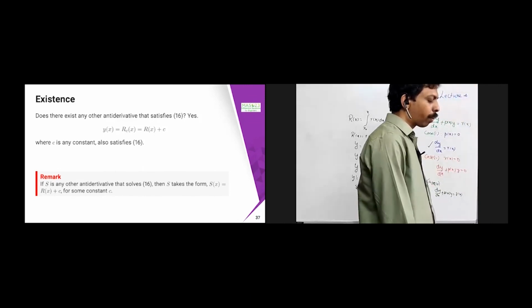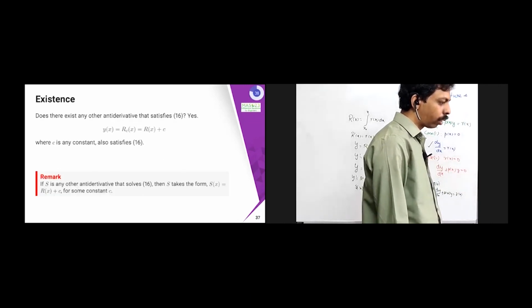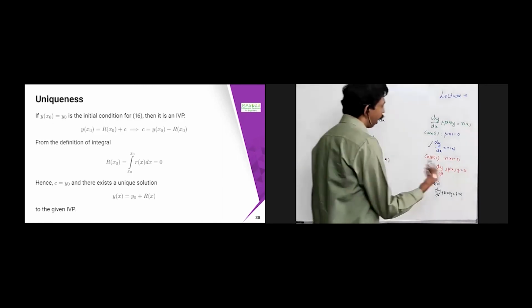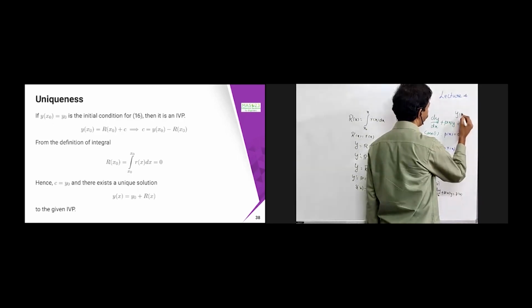So this is the existence one. Now for uniqueness, we need one more condition. Suppose dy by dx is given. Along with that, I have the condition y of x naught equal to y naught is given.